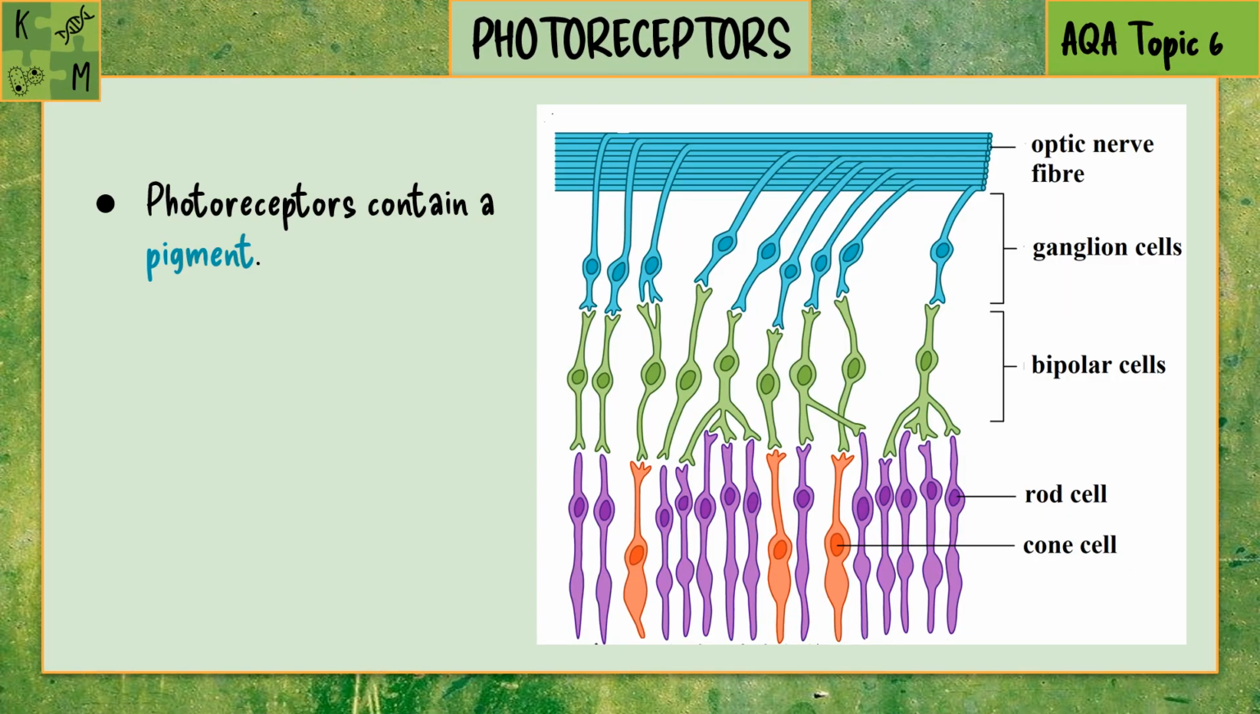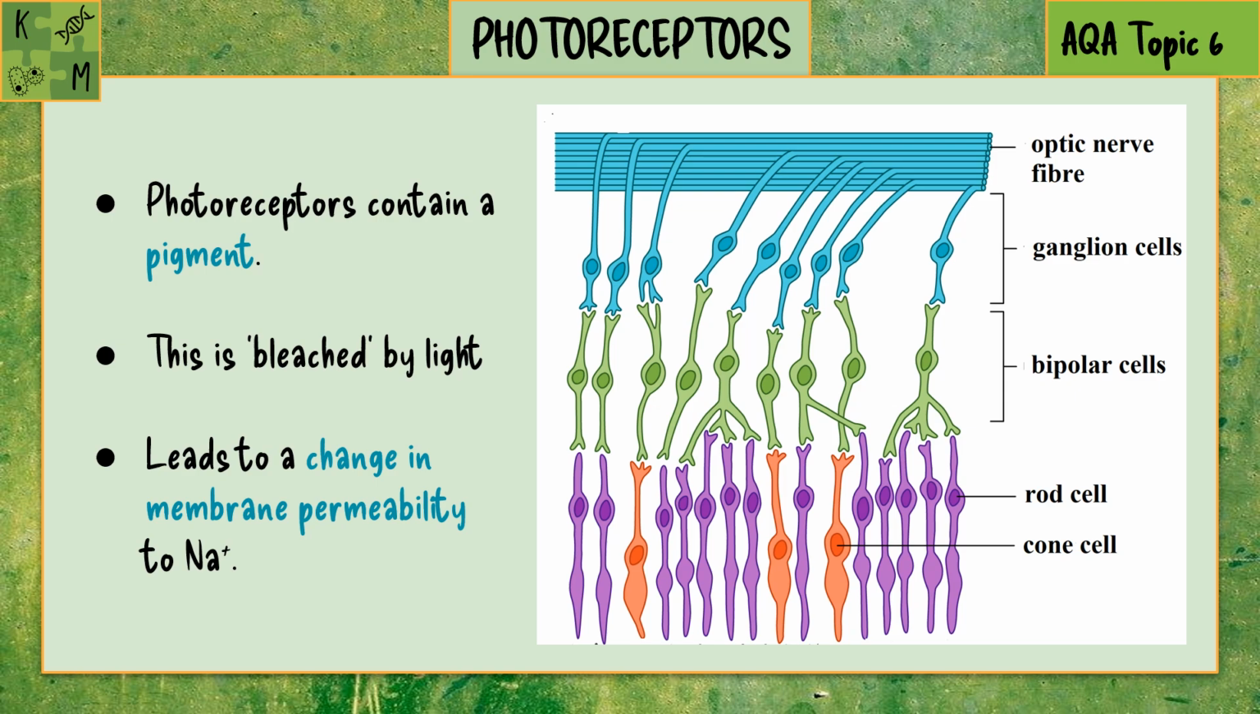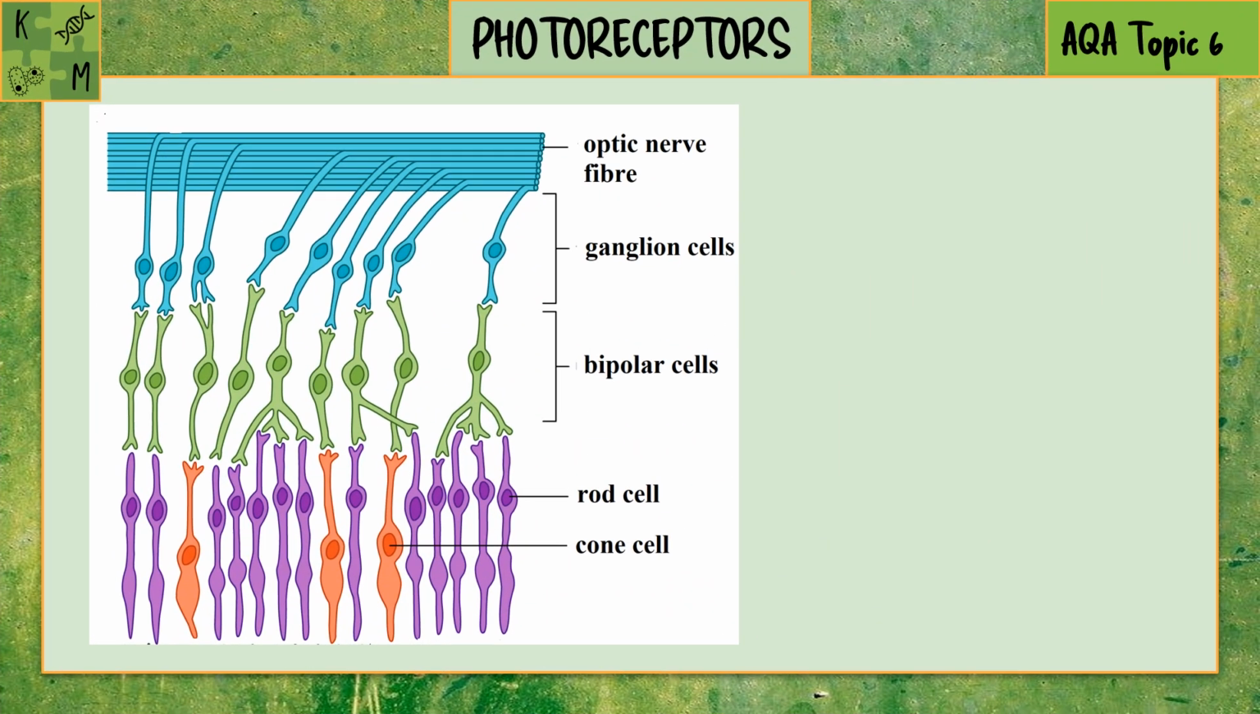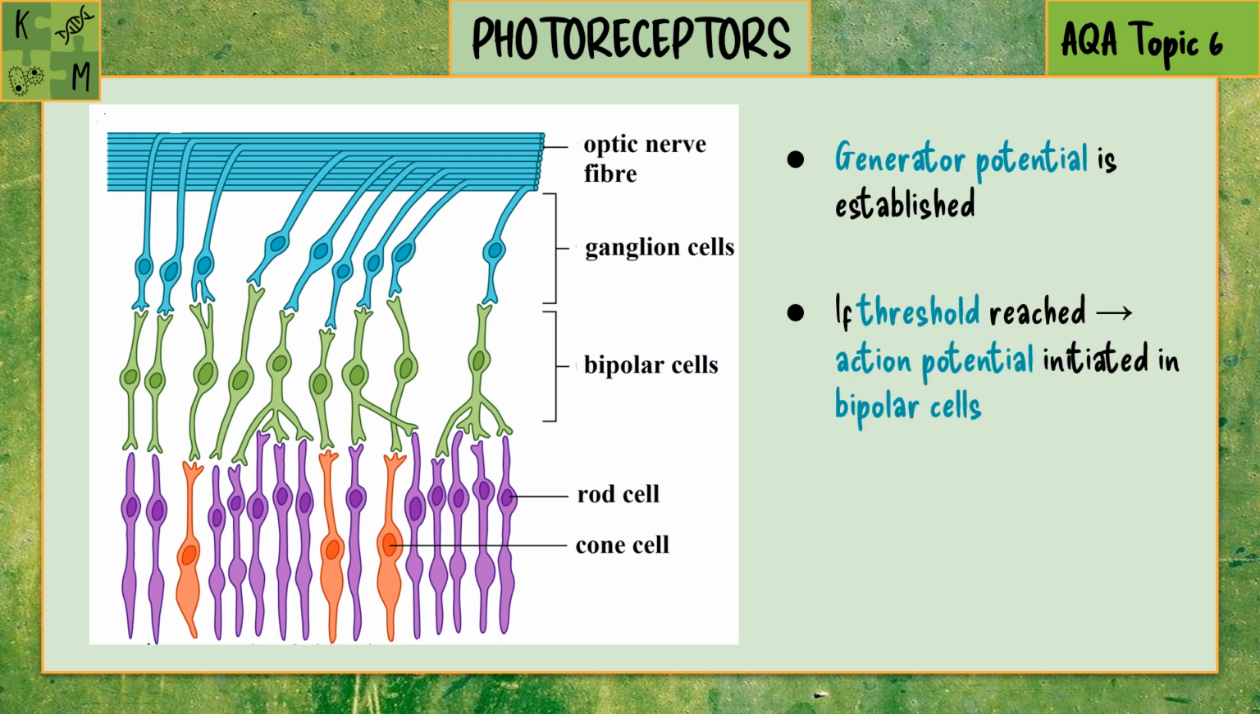Photoreceptors contain a pigment which is bleached by light, and then these chemical changes ultimately lead to a change in membrane permeability to sodium ions. As we've seen earlier, this change in membrane permeability leads to a generator potential, which, if sufficient to reach threshold, will initiate an action potential in bipolar cells, and these then synapse with ganglion cells, which are sensory neurons of the optic nerve.